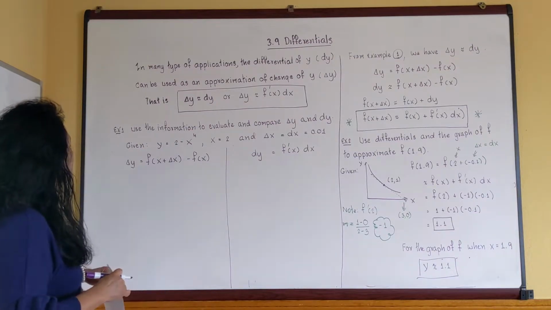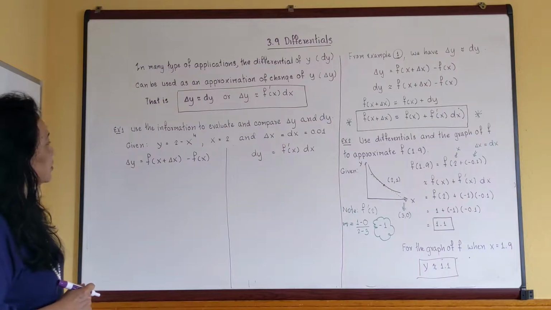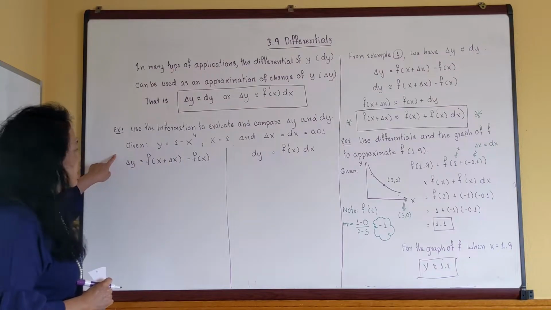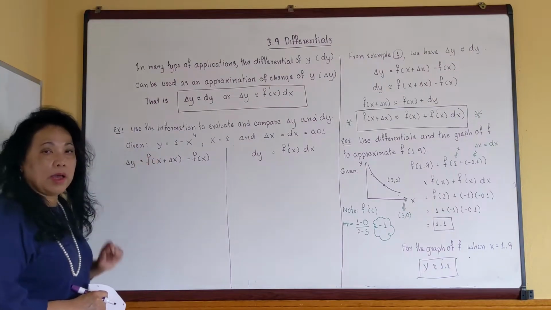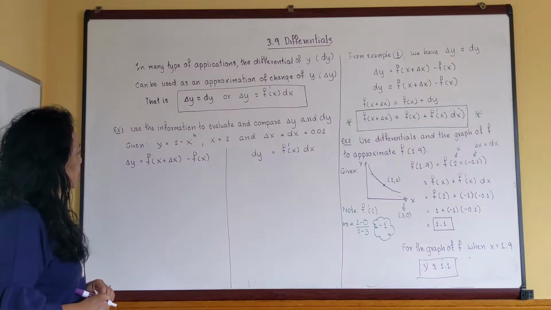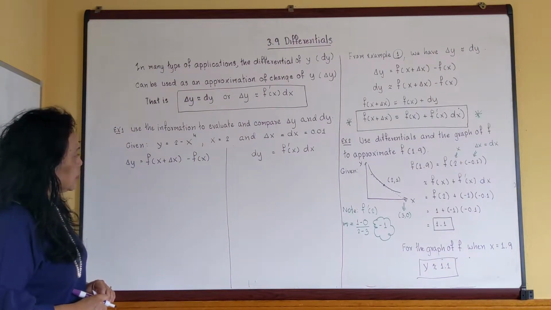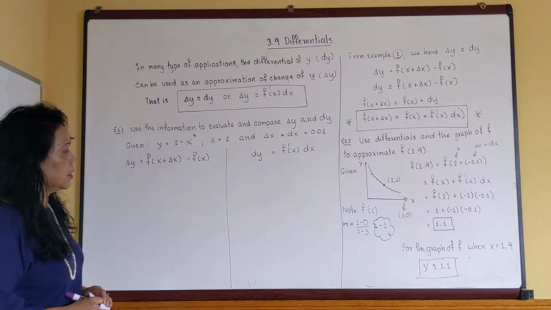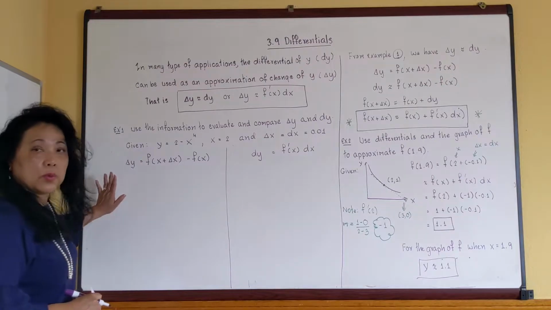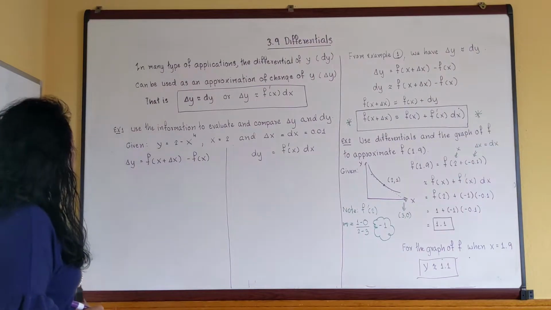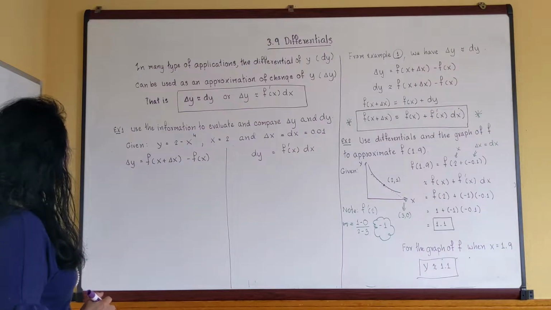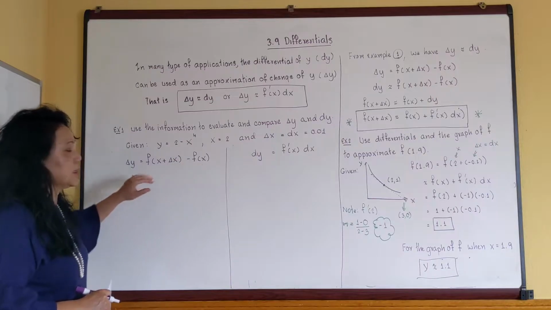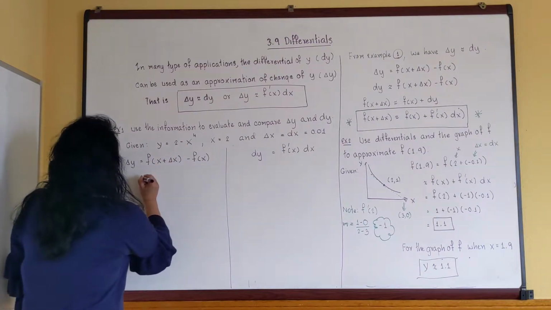Let's look at the first example. Use the information to evaluate and compare delta y and dy. Given, this is the given condition, y or f of x is equal to 2 minus x to the fourth, x equal to 2, and delta x equal to dx equal to 0.01. I'm going to work on the left hand side first. Delta y is equal to f of x plus delta x minus f of x. So this is the formula, and I'm going to plug it in.